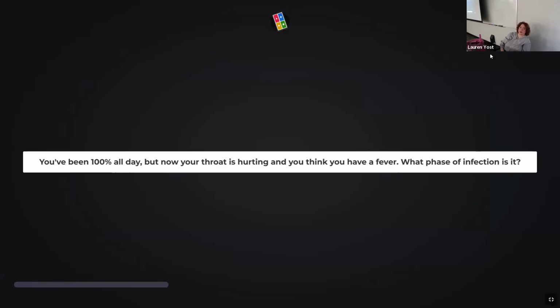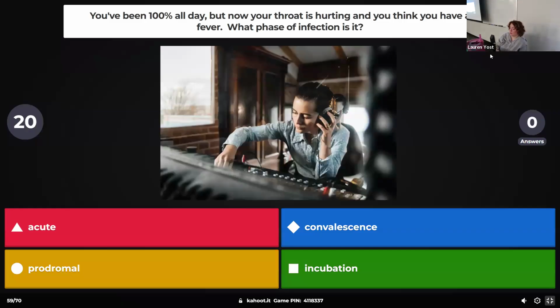Right, you've been 100% all day, but now your throat is starting to hurt and you think you might have a fever. What phase of infection would that be considered? Sounds like initial signs and symptoms are showing up.